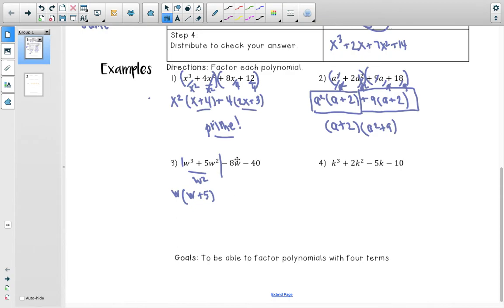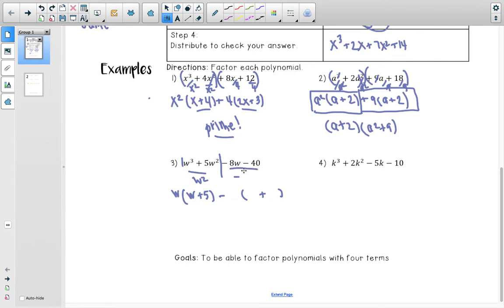Now here's the difference. These both have negatives. And if this first term has a negative, we typically have to take out a negative. If you notice, this is positive. So we need our other set of parentheses to have a positive number. Well, the only way to get a negative number to a positive number is to divide by a negative. So we're going to take a negative out, so we're going to divide this whole thing by negative.